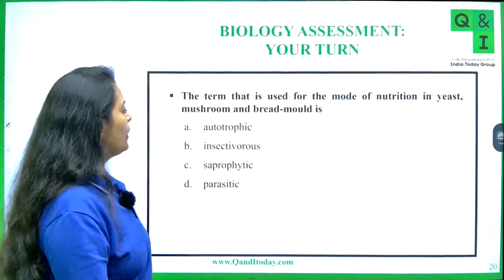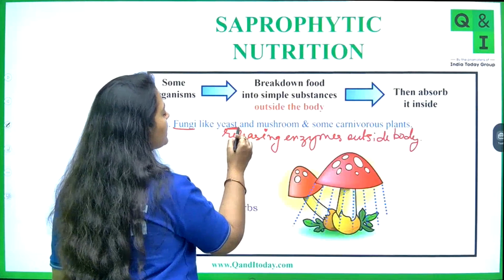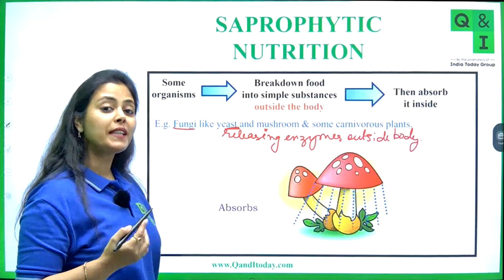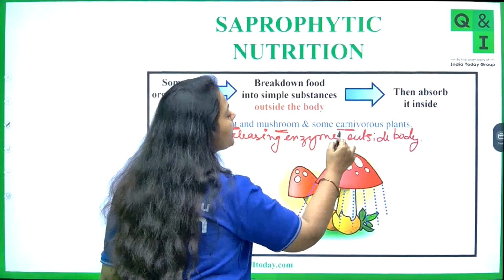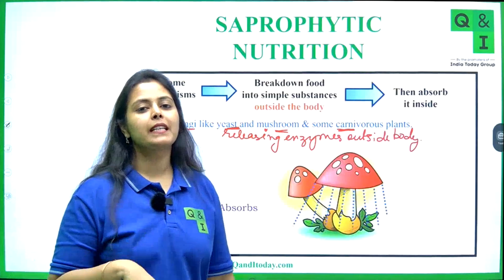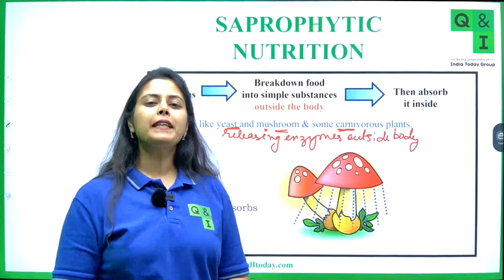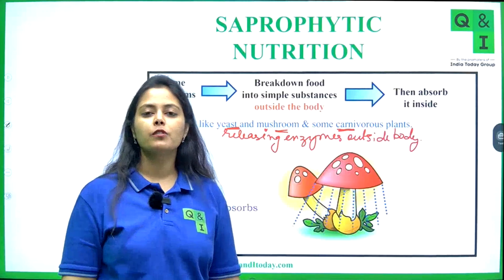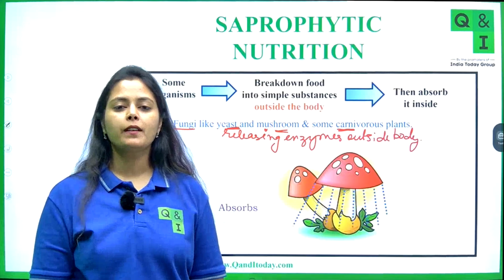Now based on this, students, the examples of these are yeast. Yeast is also a type of fungi. Then you have mushrooms and you have some carnivorous plants as well. Regarding carnivorous plants, I'll tell you one more interesting thing from here. Can you tell me an example of a carnivorous plant?